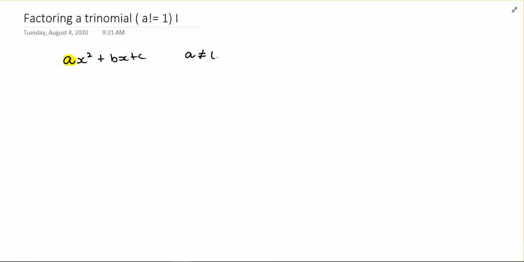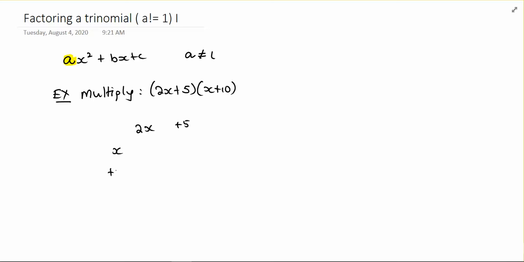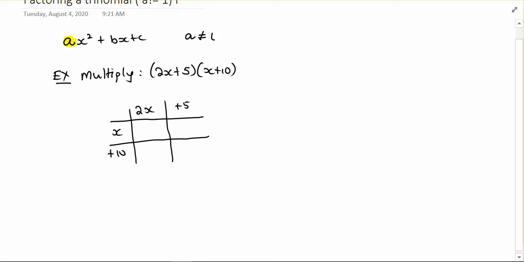So here we go. What if you were to multiply 2x plus 5 with x plus 10? Let's do this with the table. So we have 2x and plus 5, and we have x and plus 10, and we set up our little table to multiply like so. I'll do this fast and then I'll do it slowly and then we'll work our way backwards.